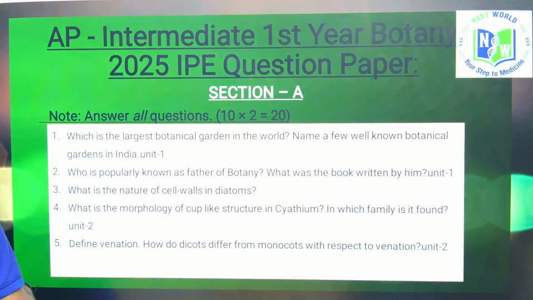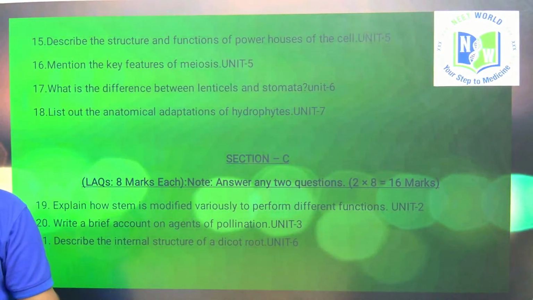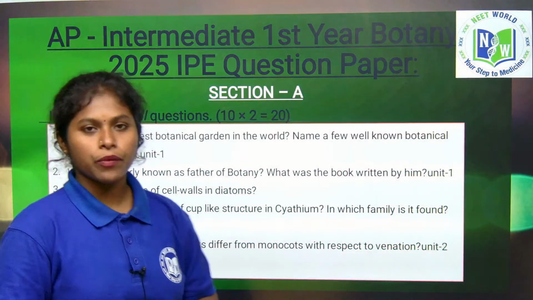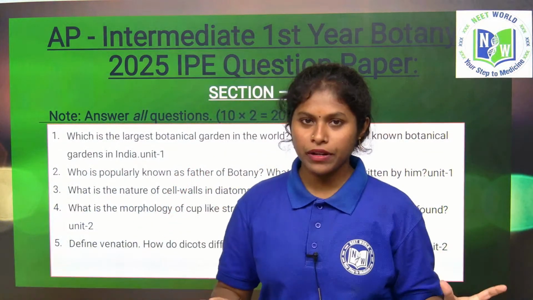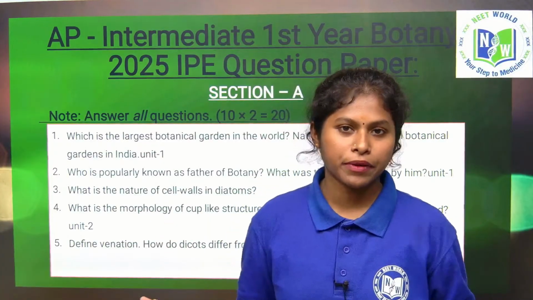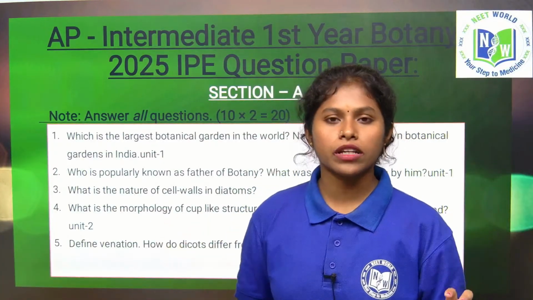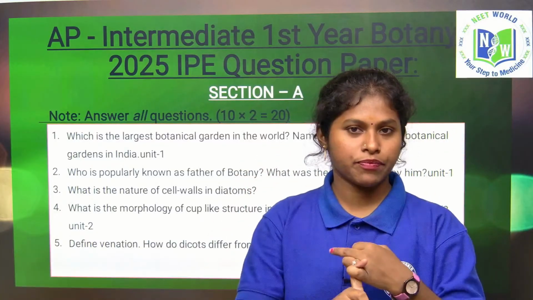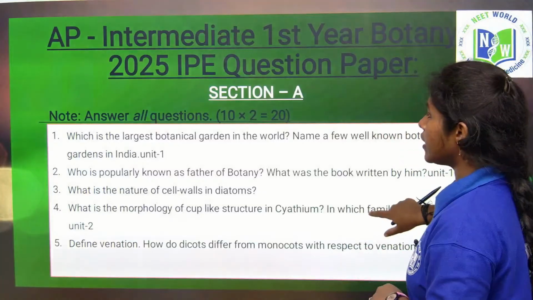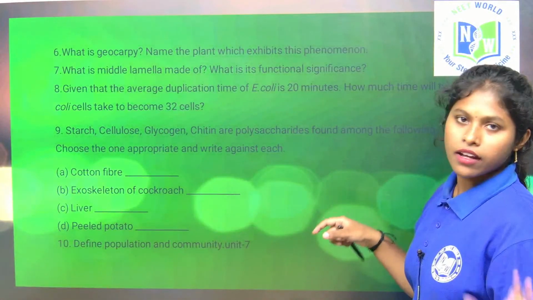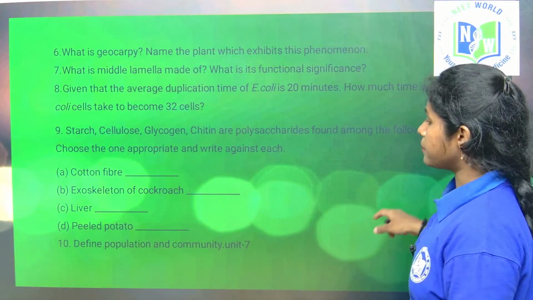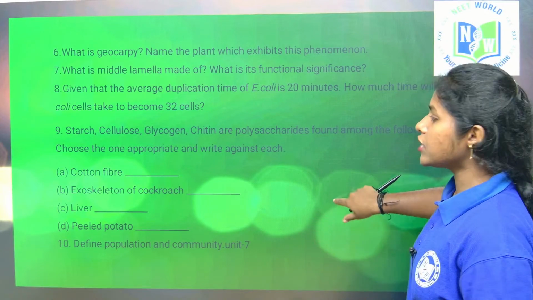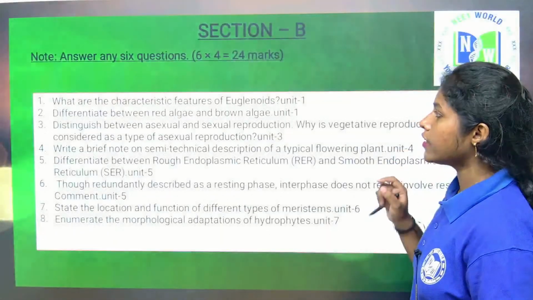Coming to the AP, this is the AP question paper. It is for AP people, and the TS paper is almost the same. The total marks is 60, allotted in 3 sections: section A, section B, section C. In section A, as for the TS people, they will give 10 questions of 2 marks each. You will get 20 marks.